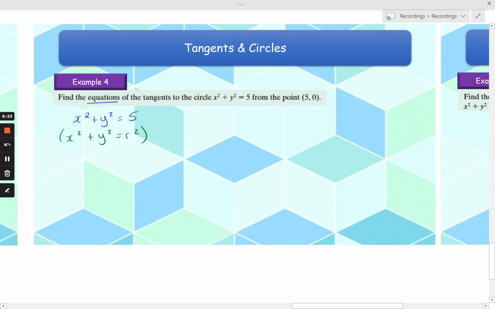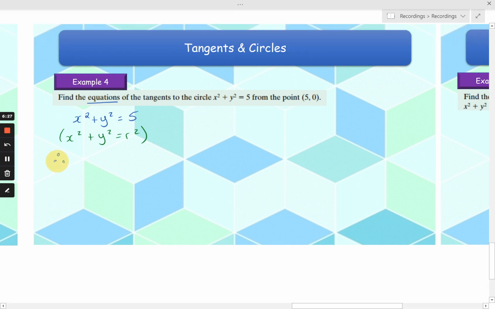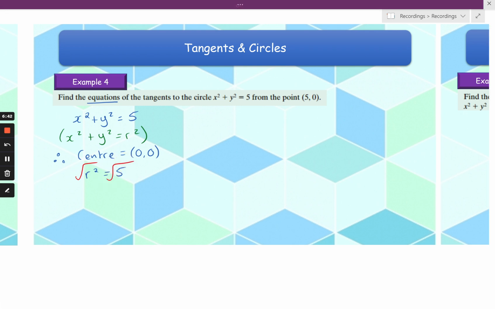which again resembles the very first equation we learned in coordinate geometry of a circle, which is that x squared plus y squared is equal to r squared, which means that we know this is the equation of the circle when the centre is 0, 0, and we also know that means r squared would be equal to 5. So again here I'm going to square root both sides, so now I can see that r is equal to the square root of 5.